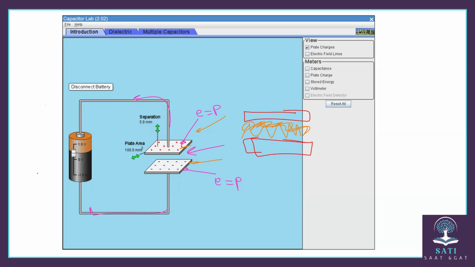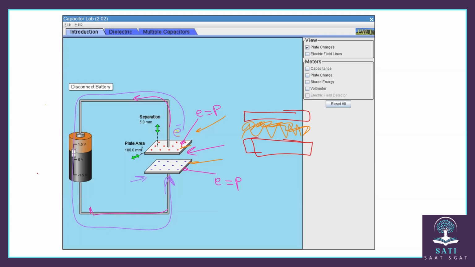When we increase the voltage, electrons from this plate move through the wire, through the conductor, and go to the other plate. So the number of electrons on this plate is reduced. That means the protons are more, so the positive charge is there. And the electrons that come here make this plate have more electrons, so it is negatively charged.